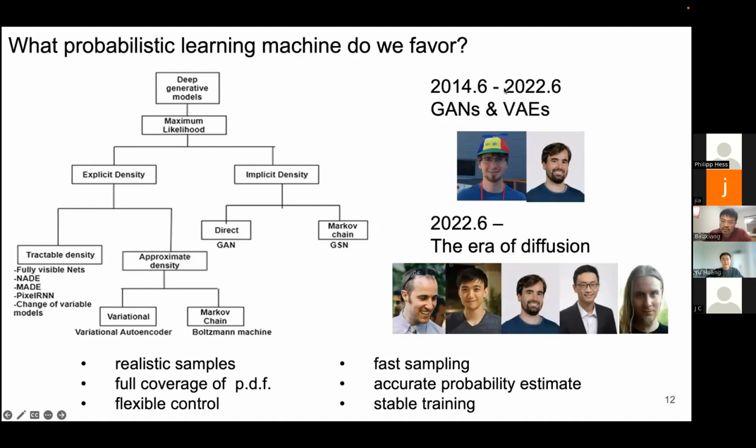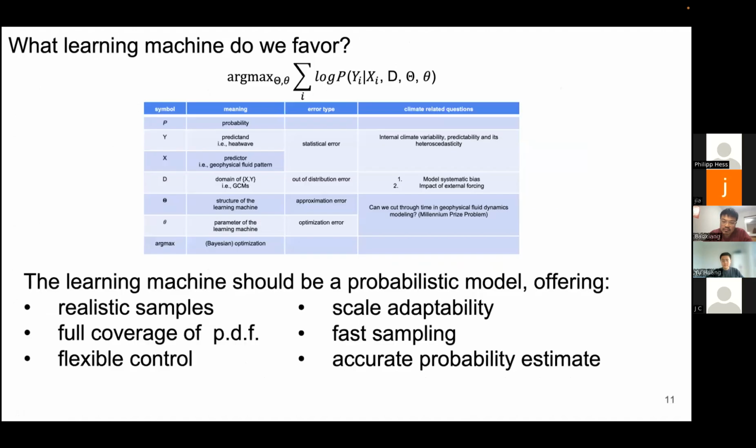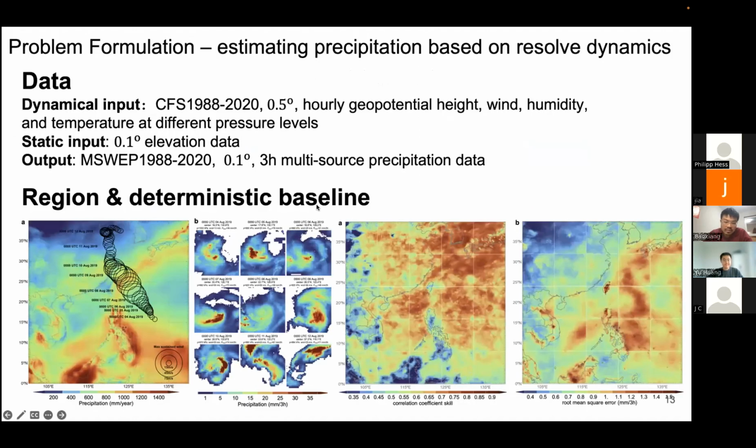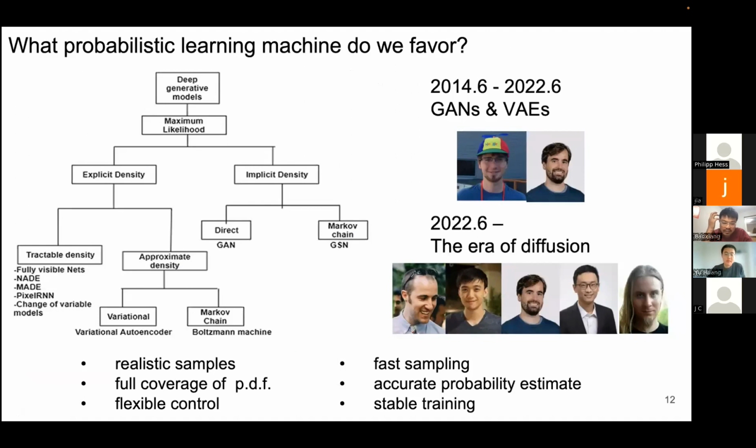So 2014 to 2022 is the era of generative adversarial nets and variational autoencoders. But since June of last year, there's a game changer here, and maybe it's the era of diffusion, because nowadays maybe we can fulfill all these requirements with a single model, and I will explain why. So I will try to introduce the diffusion model in a very classical problem, still the problem of numerical precipitation estimation.